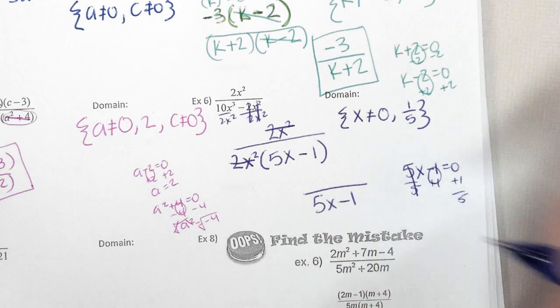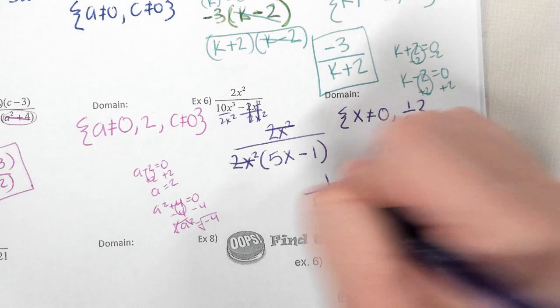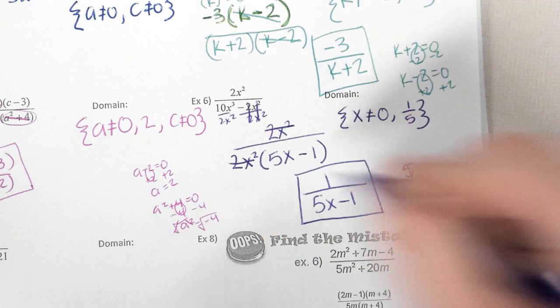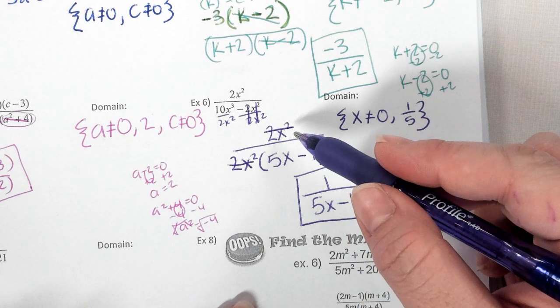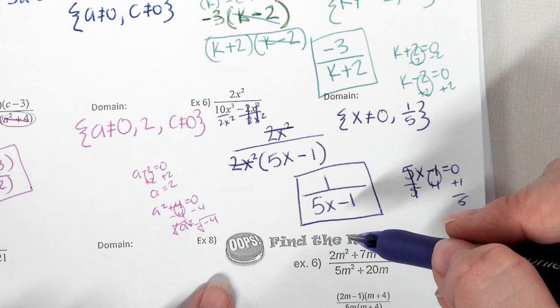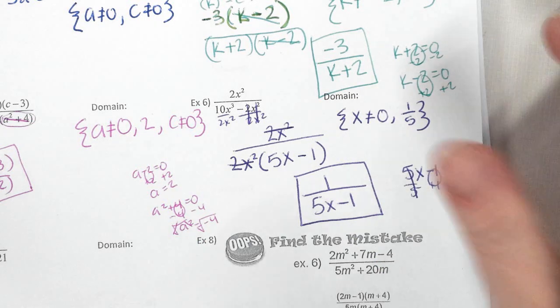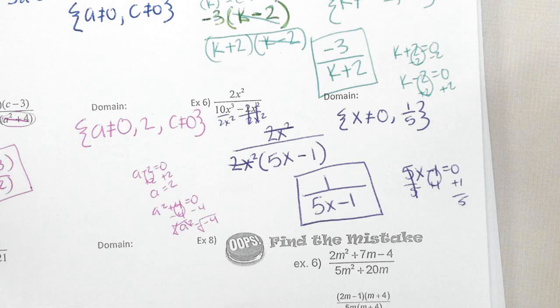And can the top be empty? No, but you could put a 1 and that doesn't change anything. Now, what if the 5x minus 1 was on top? Would that be okay? Do you have to have a denominator? No. Now, if you put a 1 in the bottom, is that wrong? No. You almost made it.